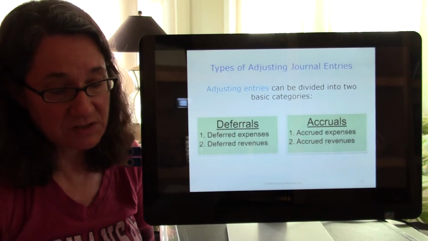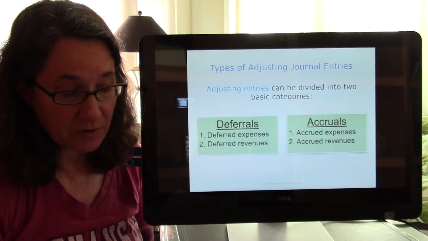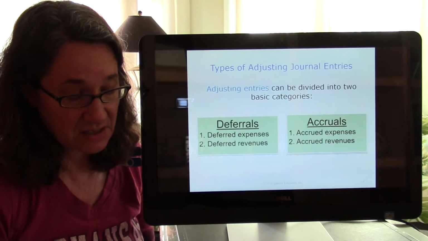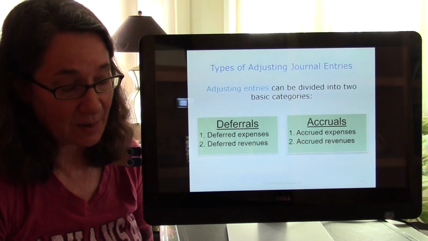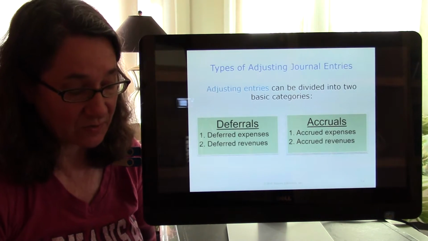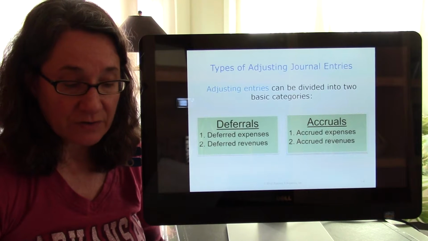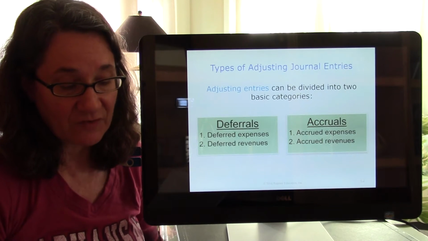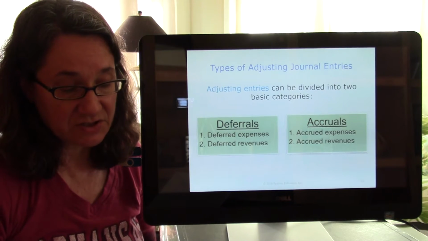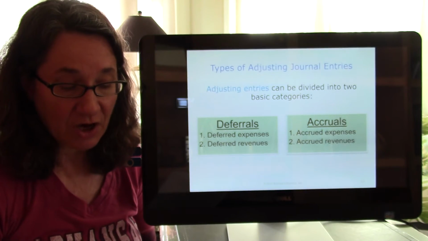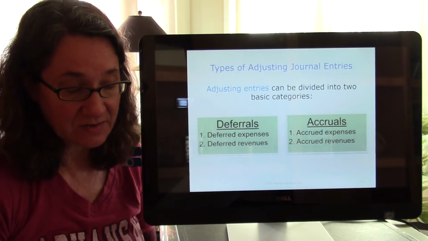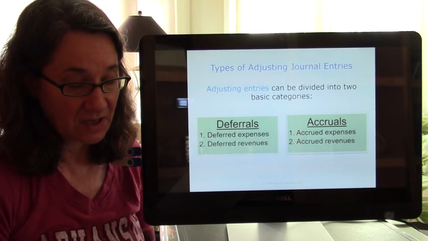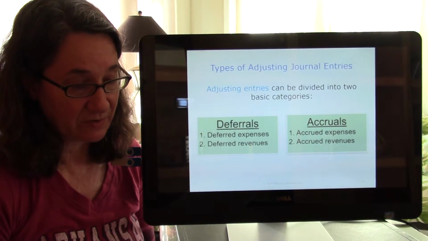Accrued revenues are revenues that have been earned but for which the cash has not yet been collected. Accrued revenues are the opposite of deferred revenues with respect to cash. Deferrals refer to any transaction where cash is involved prior to the recognition of an expense or a revenue. Accruals refer to any transaction where cash is involved after the recognition of an expense or revenue.